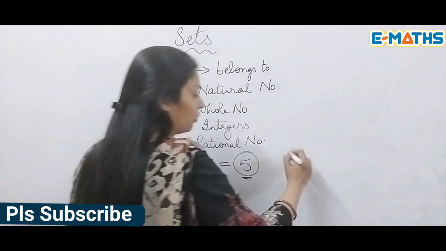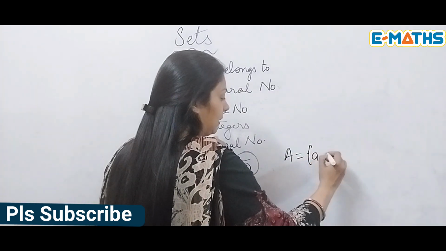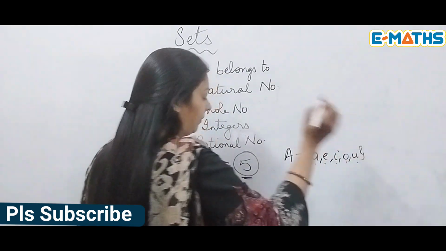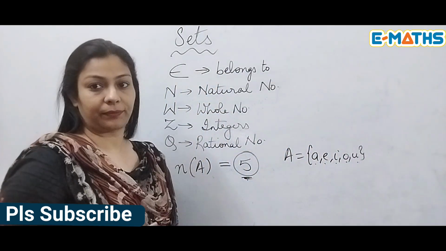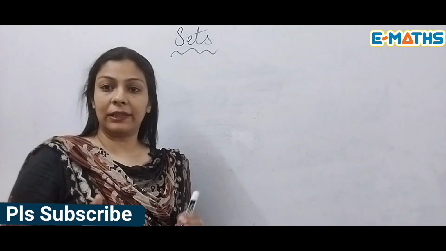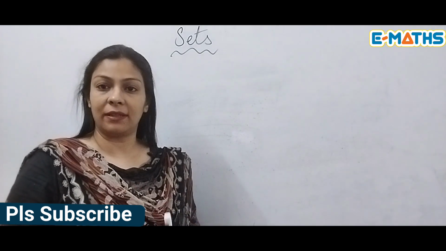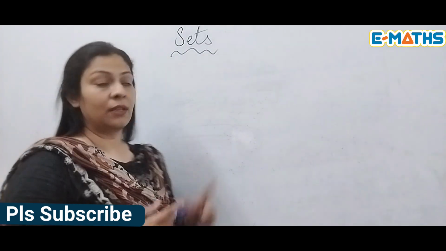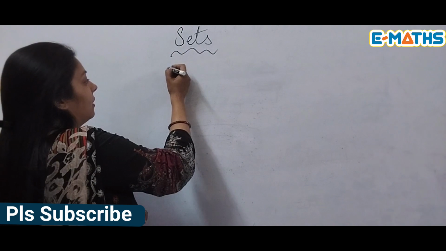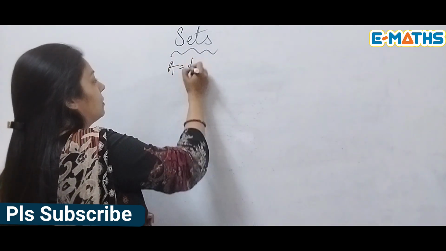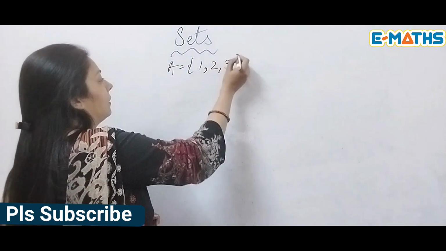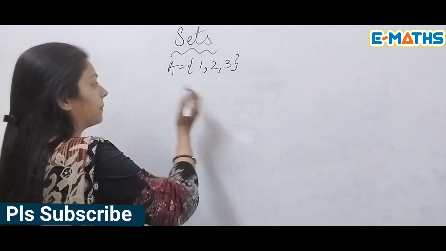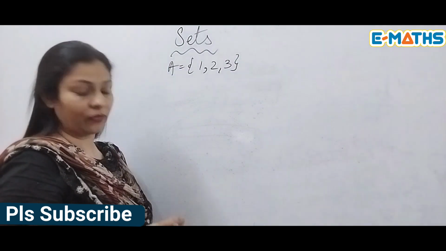So cardinal number is just the number of elements present in a set. I'll write the example so that you all remember. A is A, E, I, O, U. So here 1, 2, 3, 4, 5. So your cardinal number is 5. Now last but not the least, I'll talk about subsets and proper subsets in this video, and then in my next video I'll come across with more things about sets. So I'll just write a random set here, A equals 1, 2 and 3. I'm going to tell you how you can form subsets and proper subsets out of it.